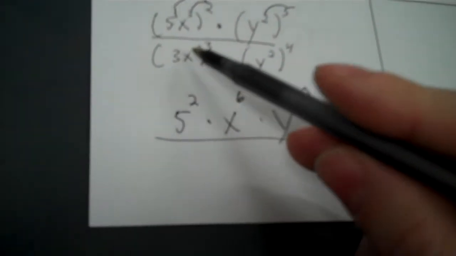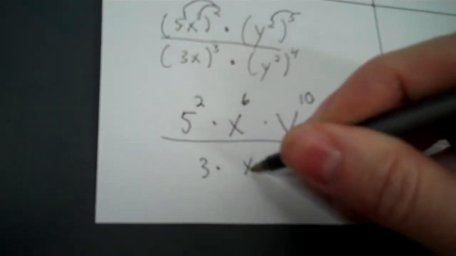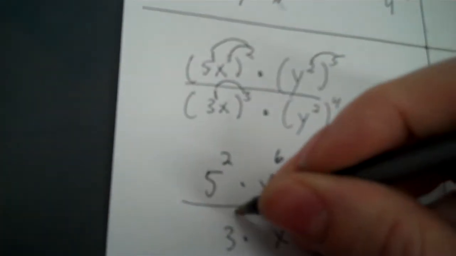Now on bottom we have a factor of 3, a factor of x, and a factor of y. So 3 is to the power of 1, okay? So 1 times 3 is 3. X, 1 times 3 is 3. Now let's talk about the y. 2 times 4 is 8.